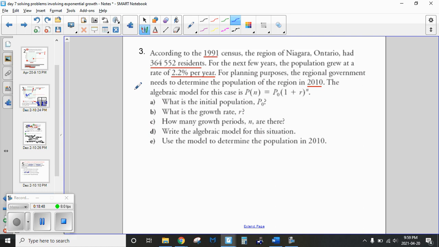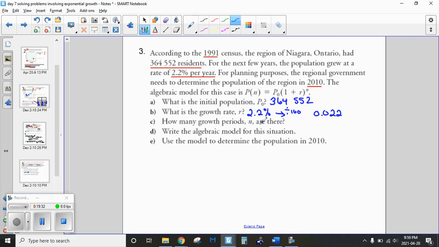The algebraic model for this case is going to follow the pattern that we just saw on the last slide, and we're going to figure out what values go in each of these spots, and then answer a question. So what is the initial population? P naught, 364,552. The growth rate is 2.2%, but we need to change it to its decimal form, so we divide by 100 to get 0.022, which is the decimal form of that same number.